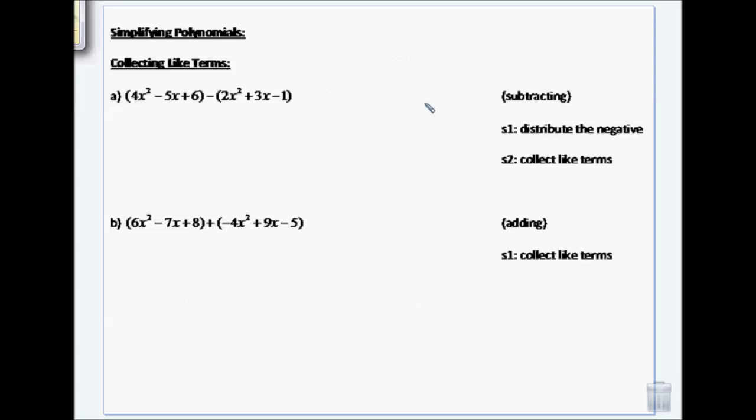Okay, so if you have subtraction, what I first have to do is distribute the negative. So I take this negative and I multiply it by every single thing inside. So this becomes 4x squared minus 5x plus 6 minus 2x squared minus 3x plus 1. So distributing that negative changes the sign of everything inside. Okay. Then I'm going to collect my like terms. 4x squared and negative 2x squared are alike.